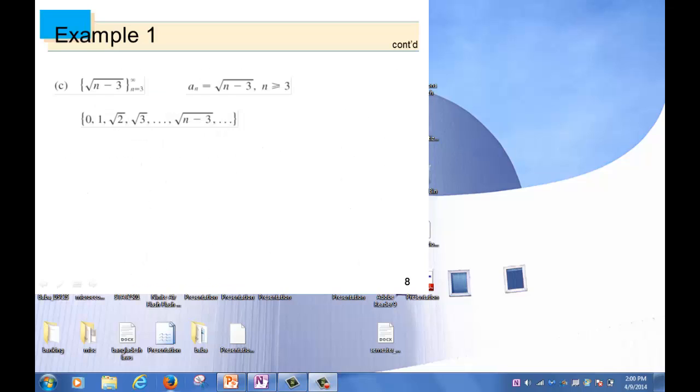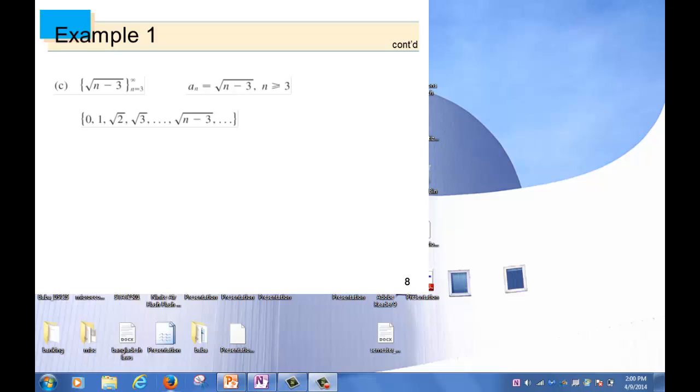Here's another sequence. In this case, I have the sequence root of n minus 3. In this case, because of the formula, I have to start at 3, right? And the first few values are given here, and then the general term of the sequence is root of n minus 3. Everybody's okay? Now, if I ask you what is the fourth term? What is the fifth term of the sequence? What would you say? Fifth term?